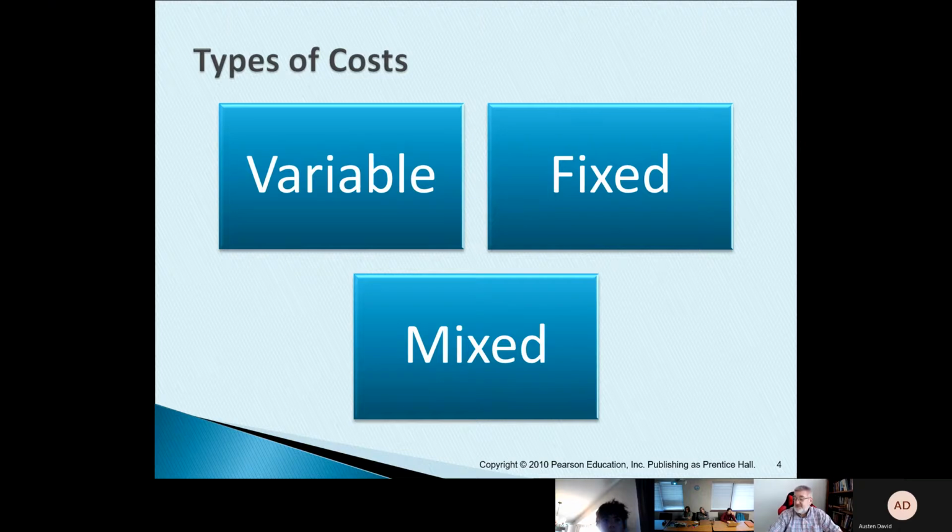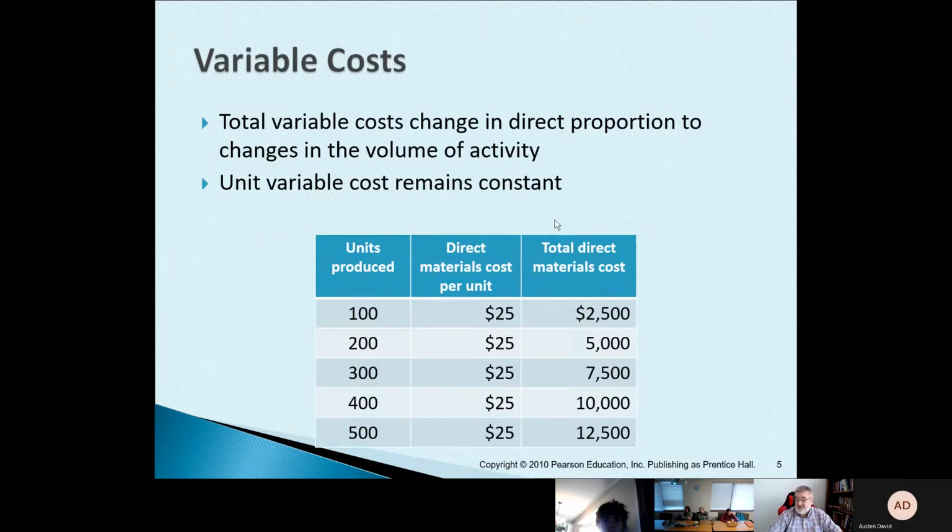So our variable cost is this. Let me just go to the slides. Variable cost changes in direct proportion to the volume activity. So let's talk about it. We've got 100 units, okay? Let's say these units are baseball bats. We're making 100 baseball bats. The direct materials to make those 100 baseball bats is $25 per bat. If we're going to make 100 of them, it's going to cost us $2,500. Pretty simple math there, right?